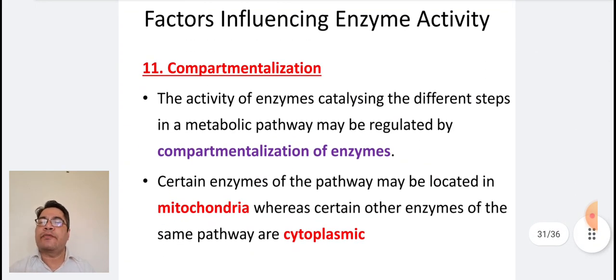Coming to next factor, compartmentalization. The activity of the enzymes catalyzing the different steps in a metabolic pathway may be regulated by compartmentalization of enzymes. Certain enzymes of the pathway may be located in mitochondria, whereas certain other enzymes of the same pathway are cytoplasmic.